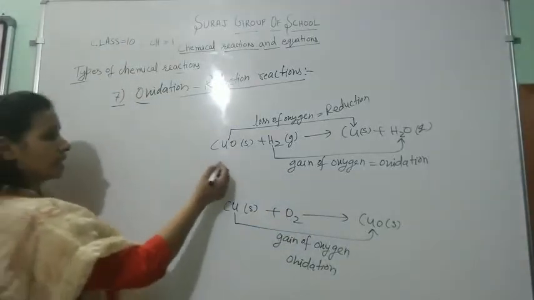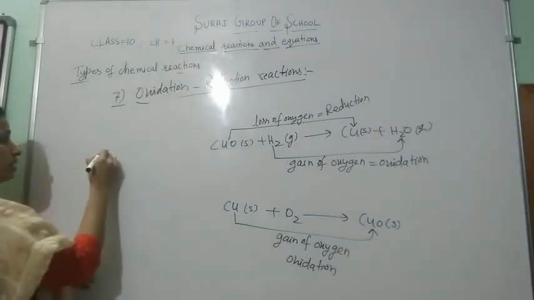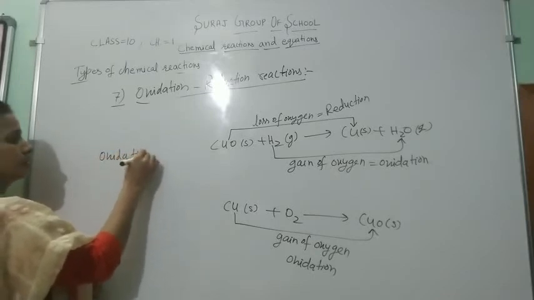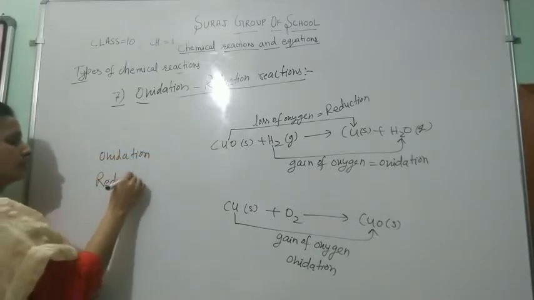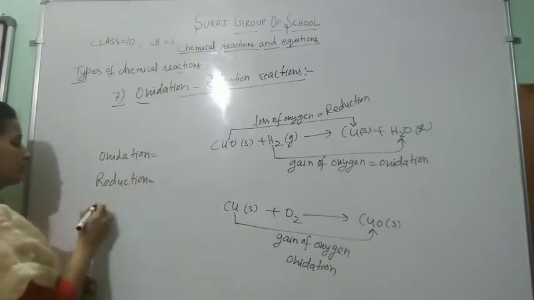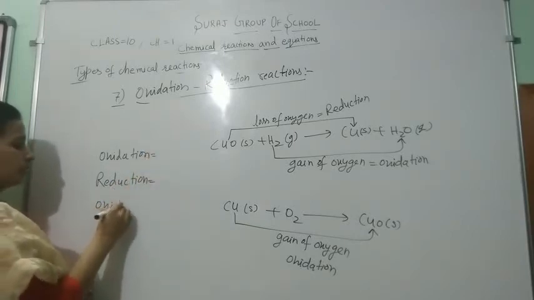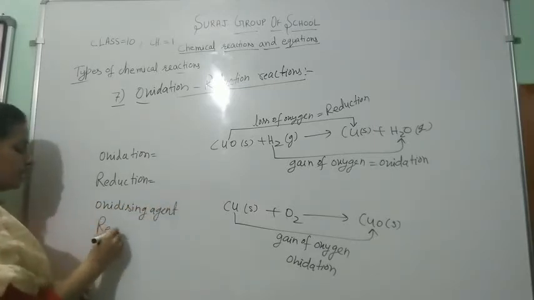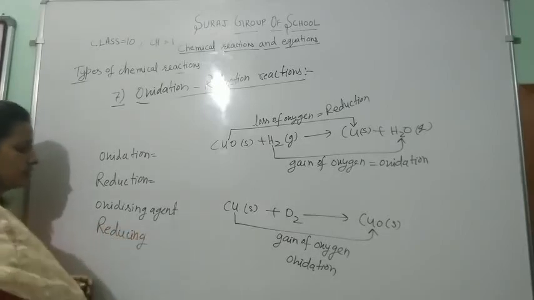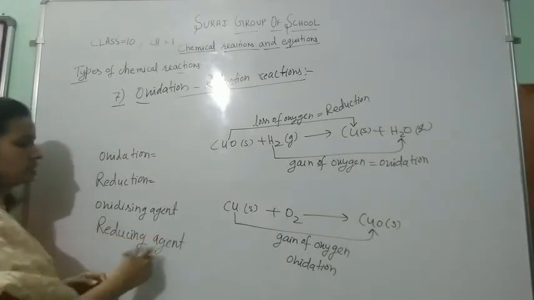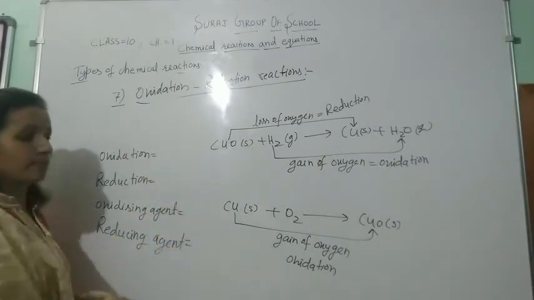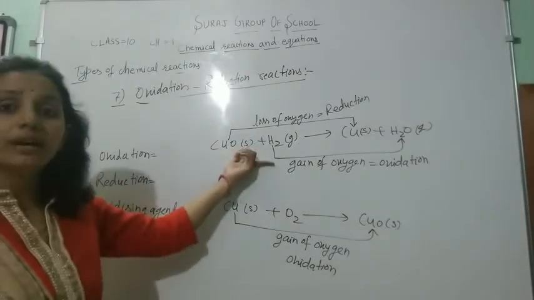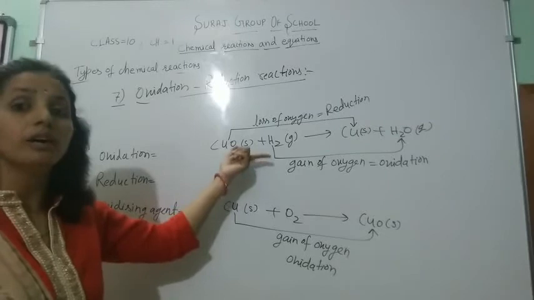So we can take all the four terms here: oxidation, reduction, oxidizing agent, reducing agent. Now all these factors are taken from the left hand side, the reactant side of the reaction.